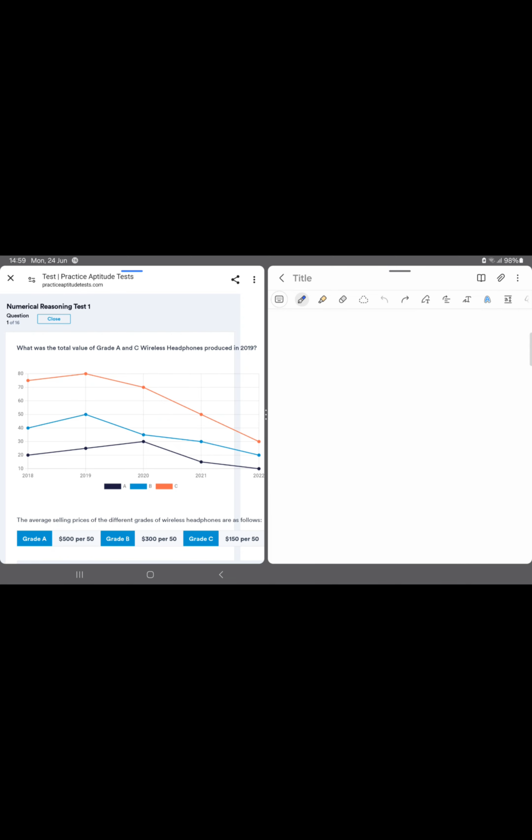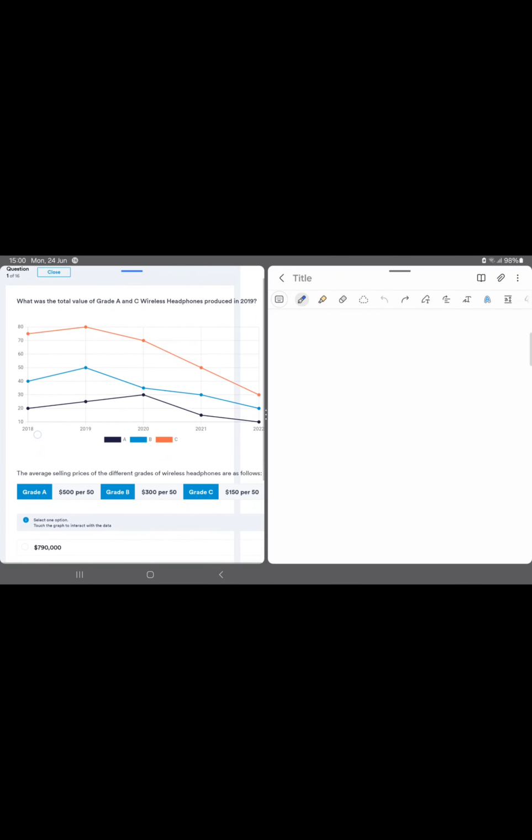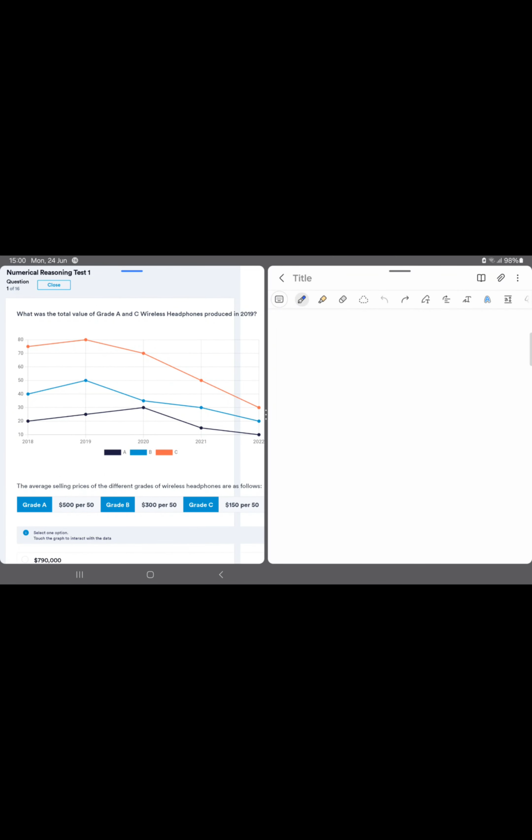So today we'll be going through a numerical reasoning test from the Practice Aptitude Tests. We'll go through the question and also go through the answer. And the first question from the test says, what was the total value of grade A and C wireless headphones produced in 2019?